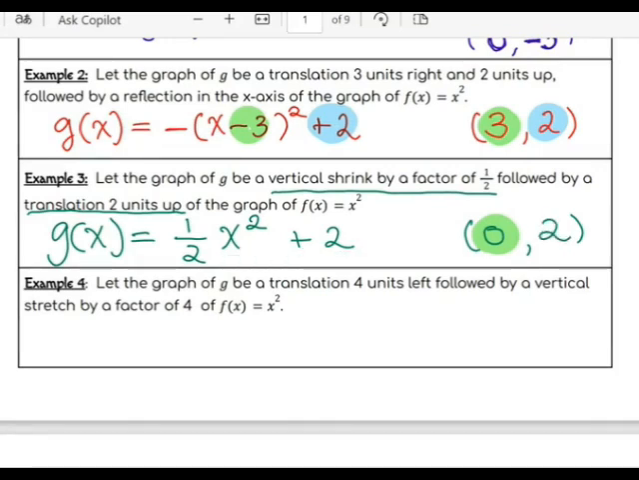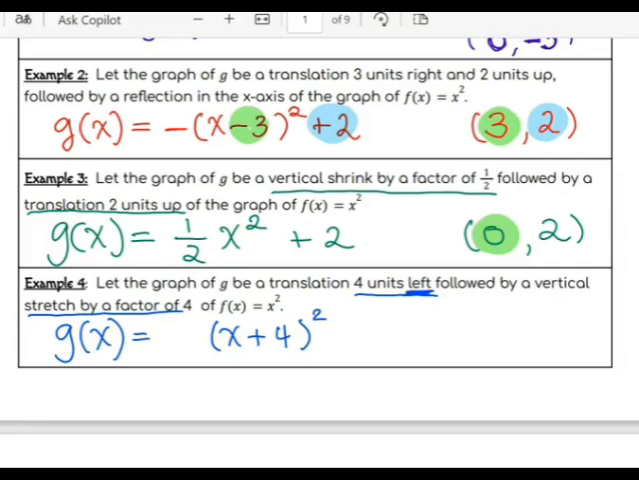The last example, example number 4. Let the graph of g be a translation 4 units left, so that's inside of the parentheses. Left would be a positive 4, opposite world, followed by a vertical stretch of 4. Vertical stretches and shrinks are what sits out front. It wasn't reflected. It looks like it did not move up or down, so I have nothing on the end.